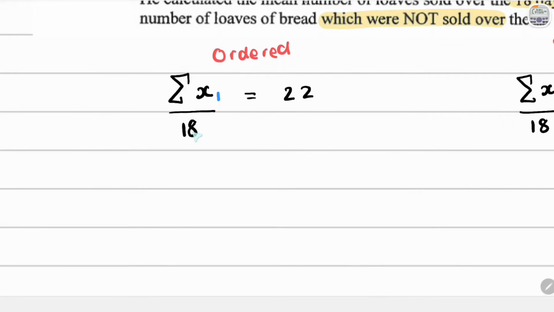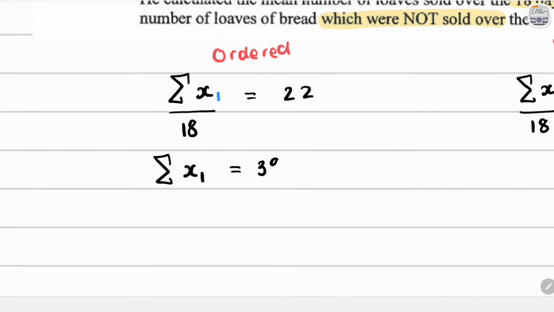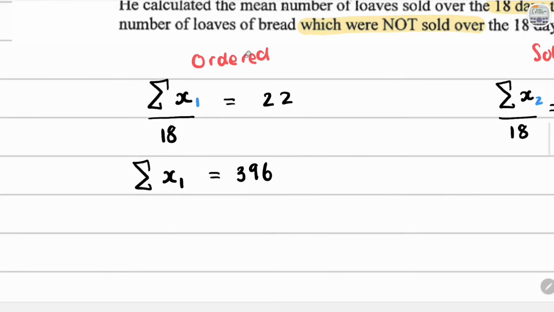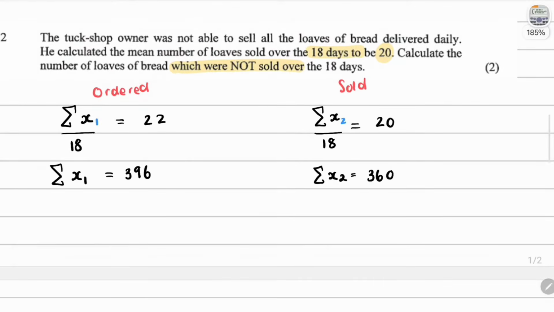So to solve for that, we can cross multiply. That times the invisible denominator of 1 stays the sum of the loaves, x1, is equal to 18 times 22, which is 396. So the total number of loaves ordered was 396. Now let's see the total number of loaves sold. We'll cross multiply again. The sum of the loaves sold is equal to 18 times 20, which is 360. So there we go, 360 sold.